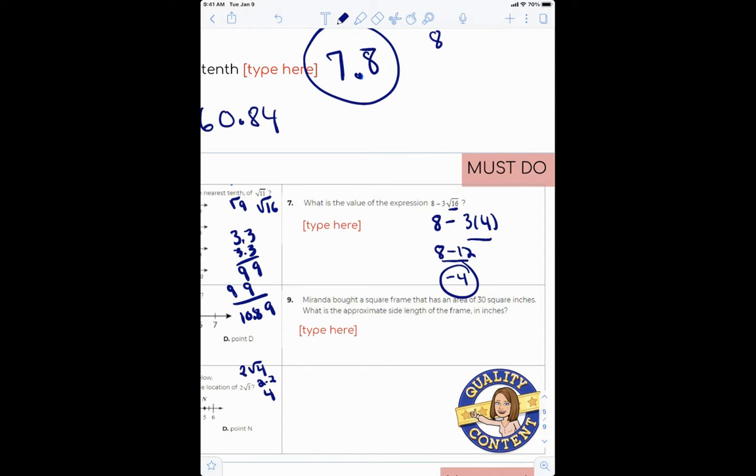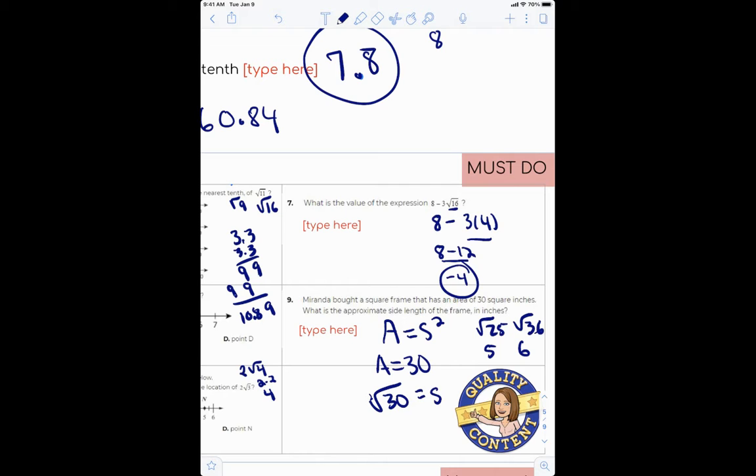Okay, the last problem. Miranda bought a square frame that has an area of 30 square inches. What's the approximate side length of the frame? So remember, when you're talking about the area of a square, it's side squared. So we're going to take the square root of 30, and that gives us the side. If I think about the square root of 30, it sits between the square root of 25 and the square root of 36. So it sits between 5 and 6.